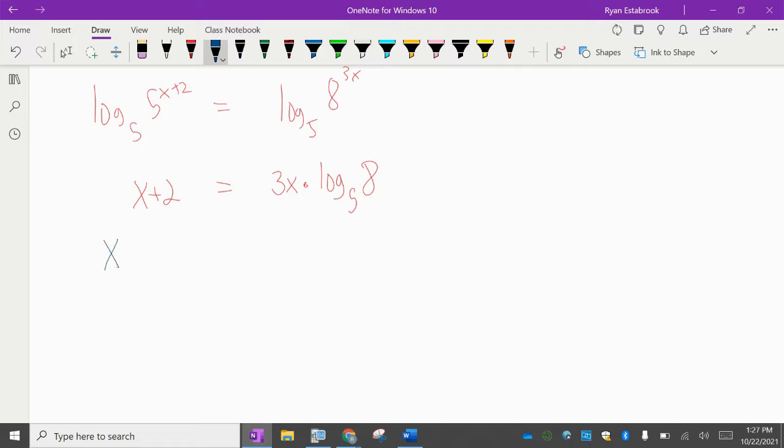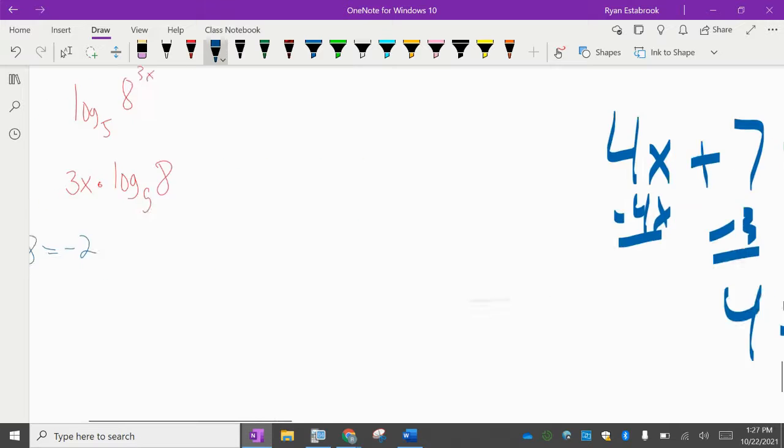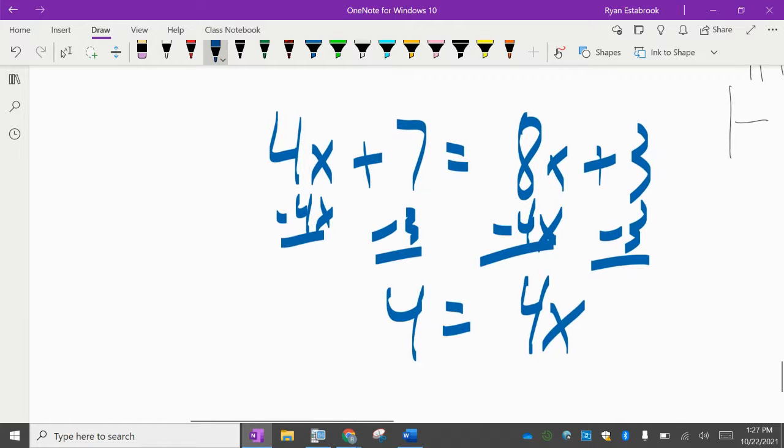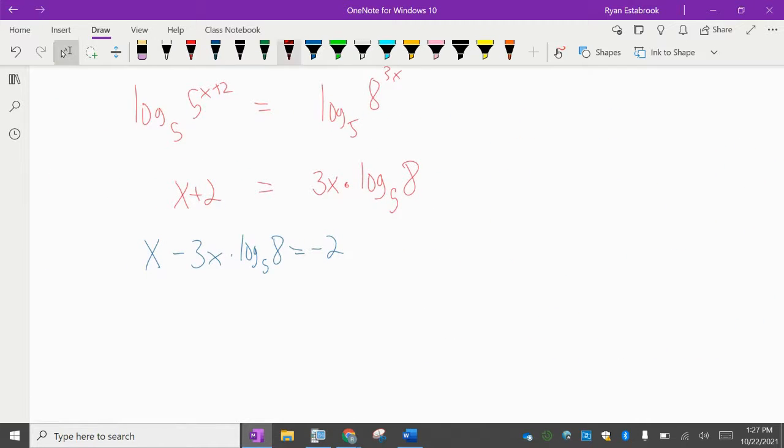On the left, there's already an x, but then I'm going to subtract this from both sides. So minus 3x times log base 5 of 8. That gets it off of the right side. I subtracted it over there, so I subtracted on the left. Also, while we're doing this, let's subtract 2 from both sides to get the non-x terms to the other side. It's just like I did over here. Unlike that problem, though, I can't combine these easily. It's not like 8x minus 4x is 4x. This is a little bit more involved.